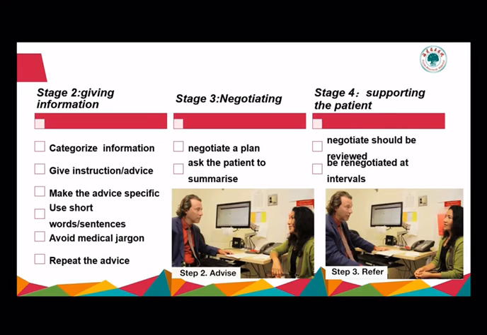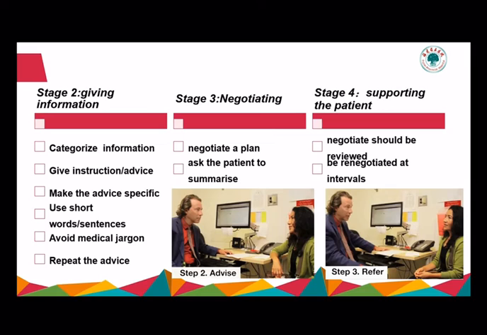Stage 3 is negotiating. It is important to negotiate a plan of action with the patient. Please find out if the patient is still firmly committed to stopping smoking. If so, what does the individual feel is an achievable, realistic target? This should be discussed in the plan of action agreed. And please remember to ask the patient to summarize what has been agreed so that you can check the patient's understanding of the plan.